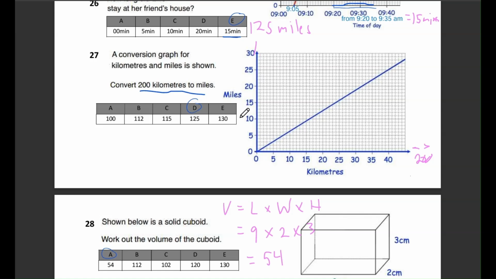They are A, 100 miles, B, 112 miles, C, 115 miles, D, 125 miles, and E, 130 miles. The correct answer is D, which is 125 miles. Now, when we look at the conversion graph, we see that the 200-kilometer mark is closest to 125 miles. So it's 125 miles.